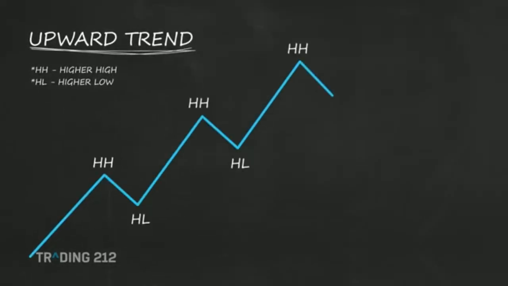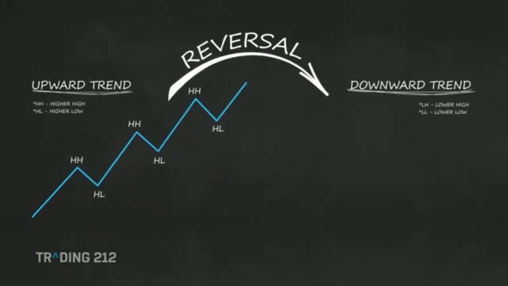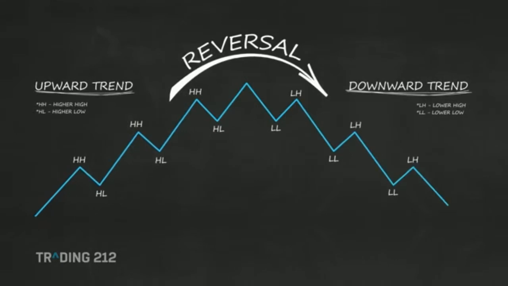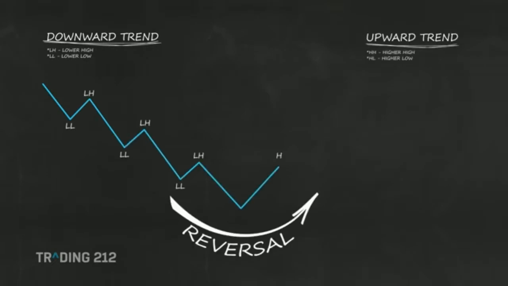An uptrend, which is identified as a series of higher highs and higher lows, reverses into a downward trend by changing into a series of lower highs and lower lows. By extension, a downward trend, which is identified as a series of lower highs and lower lows, reverses into an uptrend by changing to a series of higher highs and higher lows.